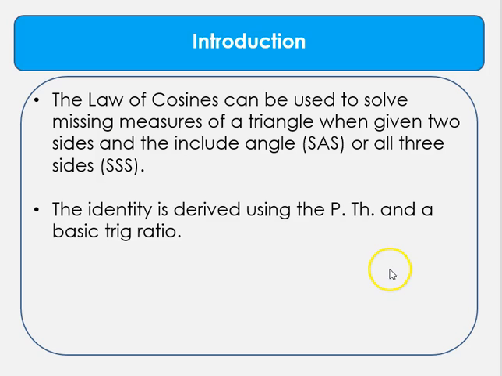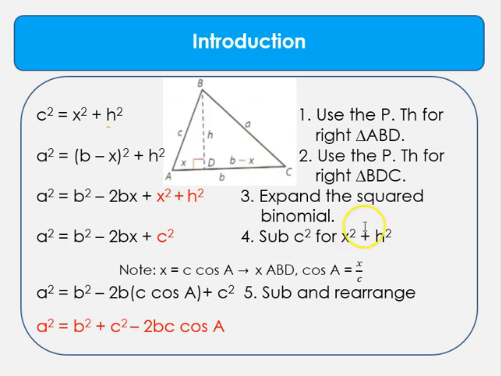The law of cosines can be used to solve missing measures of a triangle when given two sides and the included angle, or all three sides. So you can use the law of cosines when you have two sides and an included angle, or all three sides. And the identity is derived using the Pythagorean theorem and a basic trig ratio. So let's take a look at an example of that.